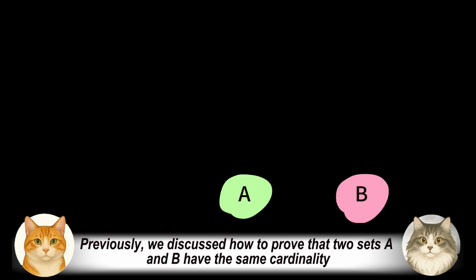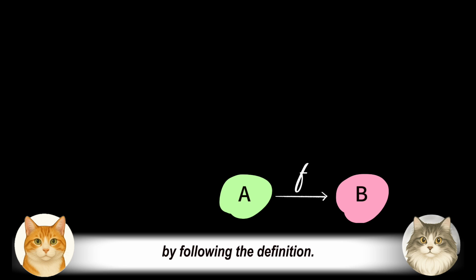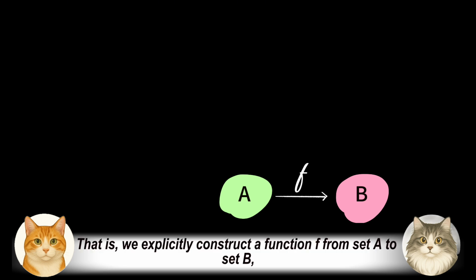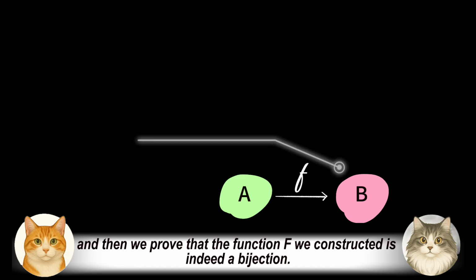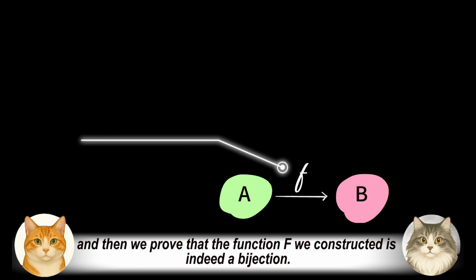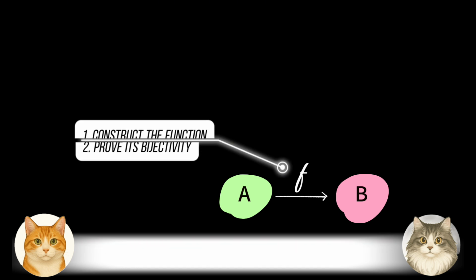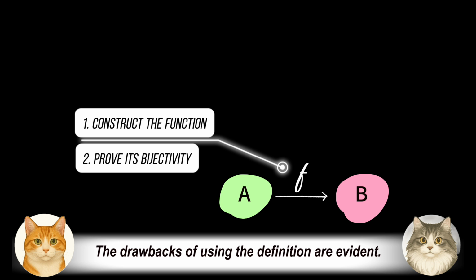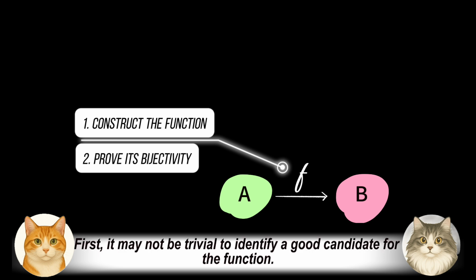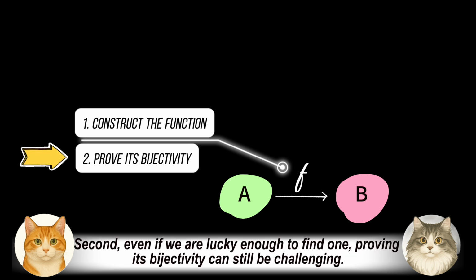Previously, we discussed how to prove that two sets A and B have the same cardinality by following the definition. That is, we explicitly construct a function f from set A to set B, and then we prove that the function f we constructed is indeed a bijection. The drawbacks of using the definition are evident. First, it may not be trivial to identify a good candidate for the function. Second, even if we are lucky enough to find one, proving its bijectivity can still be challenging.